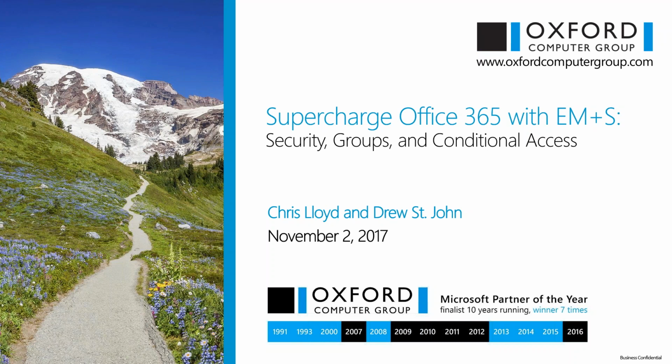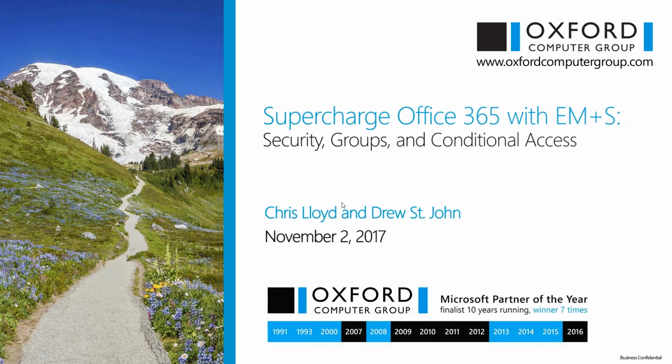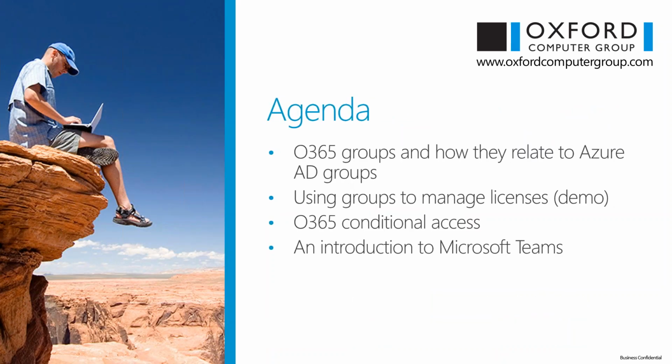Today we're going to be talking about supercharging Office 365 with enterprise mobility and security, really focusing on security groups and conditional access. But before we begin, I just want to go through some housekeeping slides. Our agenda today: we're going to be looking at Office 365 groups, how they relate to Azure AD groups, as well as your on-premise Active Directory groups. We're going to look at using groups to manage license assignment in Azure Active Directory, look at some Office 365 conditional access, and an introduction to Microsoft Teams.